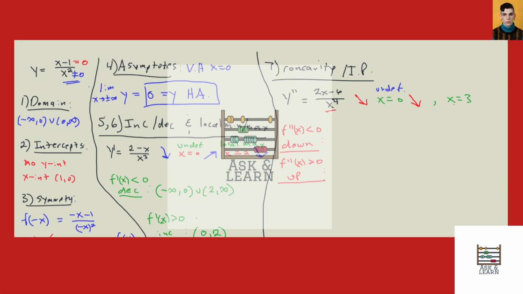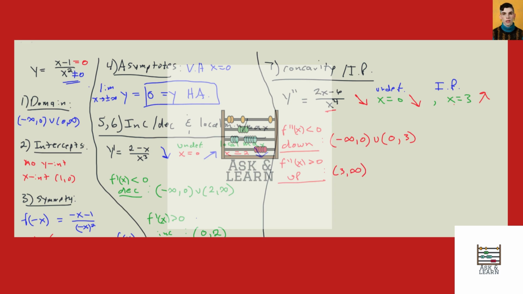And then we pick a number larger than 3. So let's just do 4. So 2 times 4 is 8, minus 6 is 2, so it will be concave up on the other side. Notice how we have a change in concavity around 3, so this would be a point of inflection. And for concave up, concave down, we said that it will be concave down to the left of 0, so -infinity to 0, union 0 up to 3, and then it will be concave up from 3 to infinity.